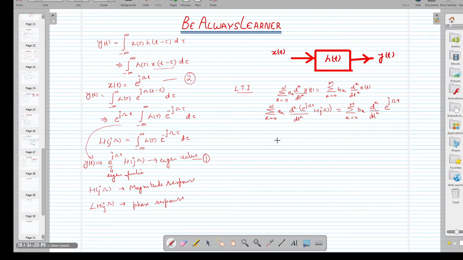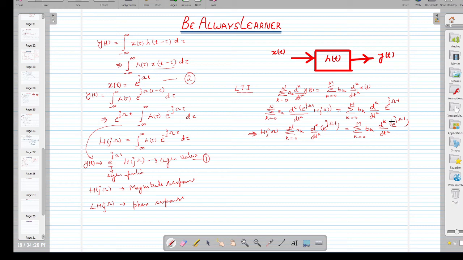So from that we can write H(j omega) common, and summation k equal to 0 to capital N a_k times the kth derivative of e raised to the power j omega t, is equal to summation k equal to 0 to capital M b_k, the kth derivative of e raised to the power j omega t. That's how we can write.